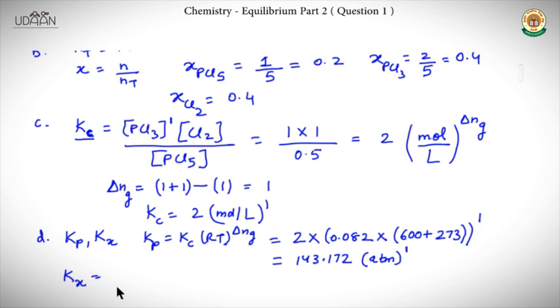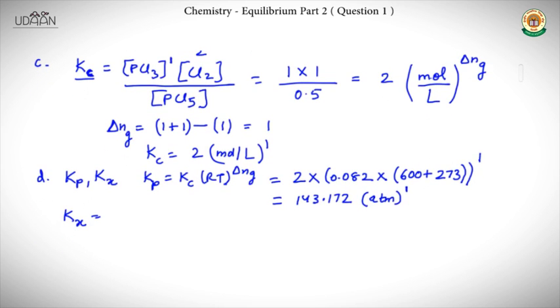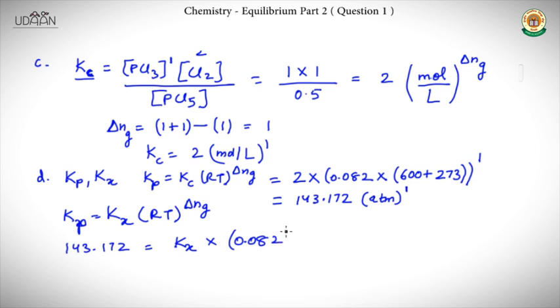Next, we need to find out the value of Kx, which is the equilibrium constant in terms of the mole fractions. We know the relation between Kp and Kx: Kp is equal to Kx RT raised to the power delta Ng. So it's very simple. We just put in the values. Kp is 143.172, we need to find Kx, R is 0.082, and T is 600 plus 273, raised to the power 1. If we solve for Kx, we will get 0.8. It will obviously be dimensionless, unitless, because mole fractions have no units.